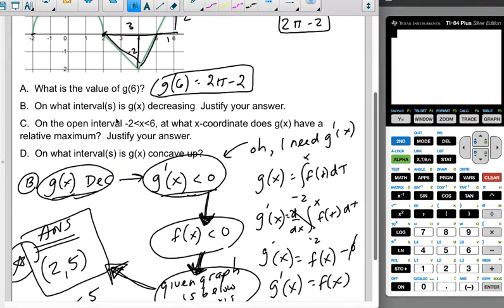C, on what interval in the open interval from -2 to 6, my bad, at what x-coordinate does g of x have a relative maximum?